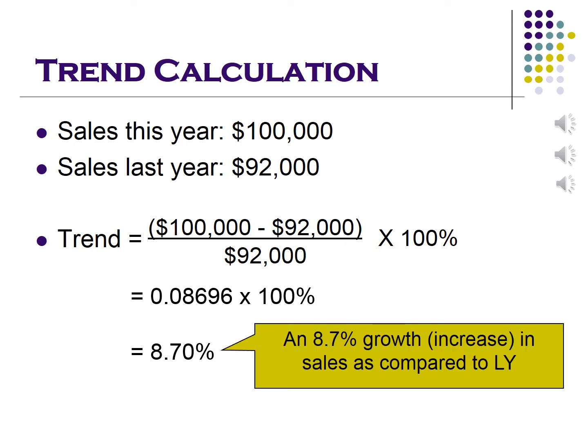Then what does this 8.7% trend actually mean? That means there is an 8.7% increase or growth in sales this year as compared to last year. So if the trend is a positive number, that indicates an increase, in this case in sales. If it's a negative trend, that means there has been a decrease in sales, in case it is trend in sales.